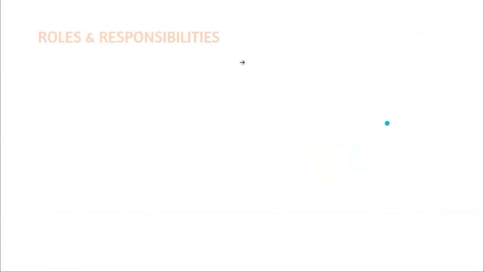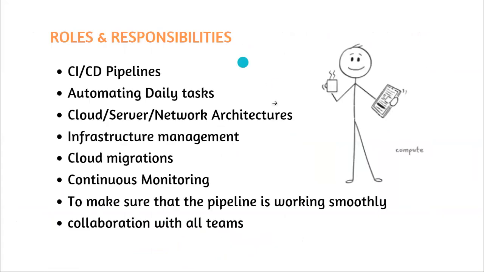Next, coming to the roles and responsibilities. These are the DevOps roles and responsibilities you need to do in your daily activity. First one is building your CI/CD pipeline. We definitely need to write some CI/CD pipelines. I will explain this once the Jenkins concept comes into the picture. Second one is automating daily tasks. What are the tasks you are doing manually? We need to automate the tasks end to end.